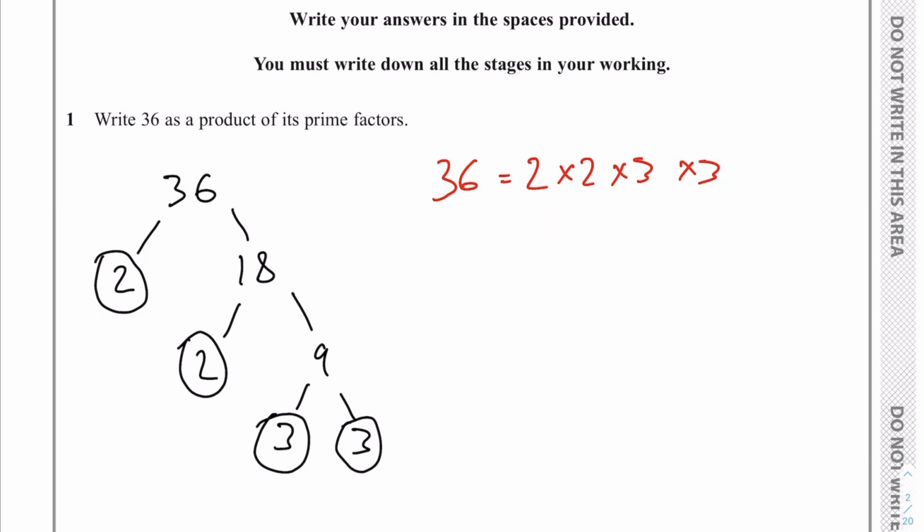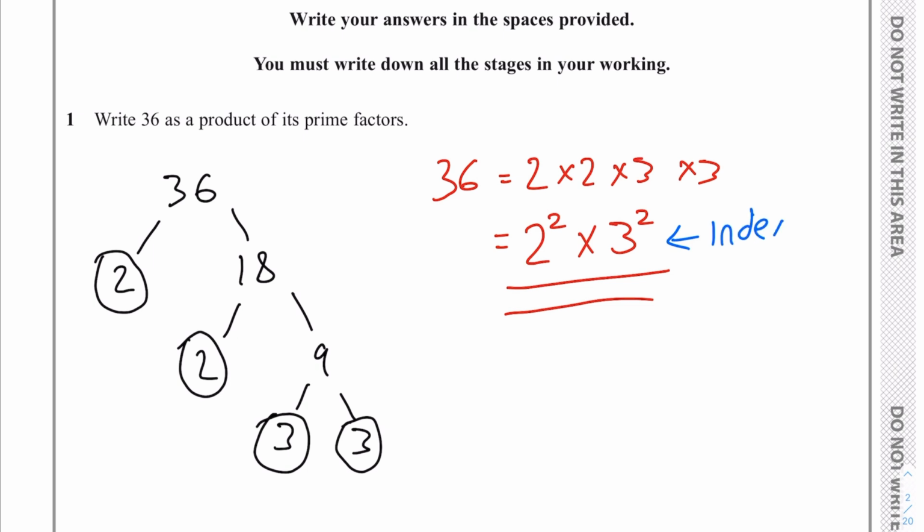However, I do want to show you a nicer way to write this. Because we have two 2's and they're being multiplied by each other, we can say this is the same as 2 squared. And in the same way, we have two 3's. Therefore, we're going to write this out as 2 squared multiplied by 3 squared, like that. This is something we call index form. Some exams actually explicitly ask you to write it in index form. This question did not ask you to do that, so both are just as correct as each other.